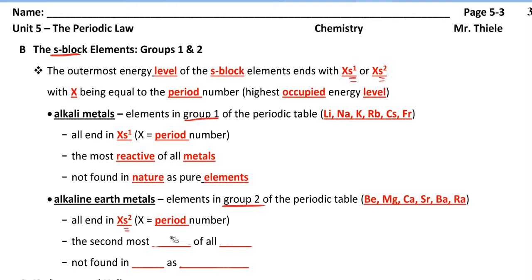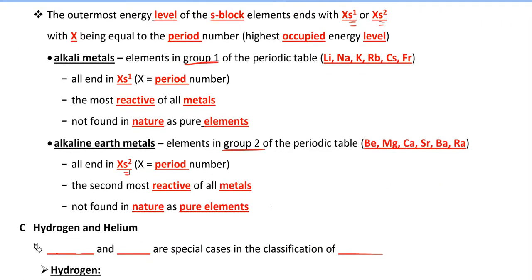The alkaline earth metals are the second most reactive of all metals, and these are not found in nature as pure elements either, because they are so reactive. Beryllium, magnesium, calcium, strontium, barium, and radium are very reactive elements, just like the alkali metals, just not quite as reactive. But they're both in the S block because their electron configurations end with S1 if they're the alkali metals, or S2 if they're the alkaline earth metals.